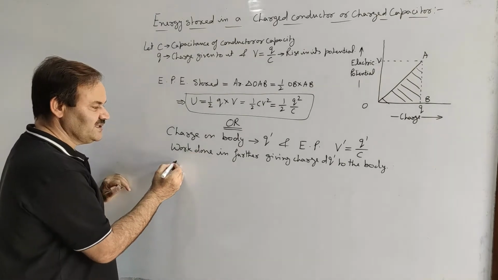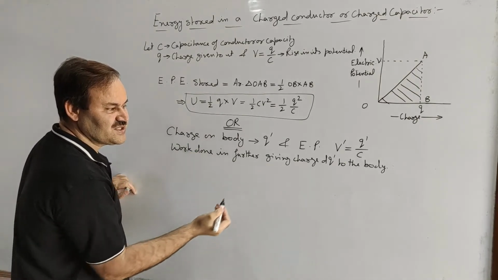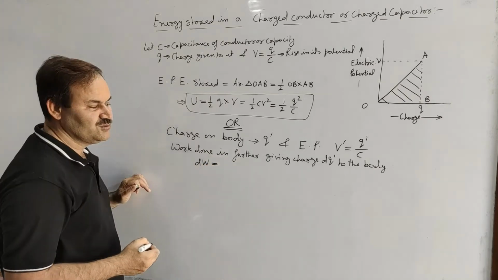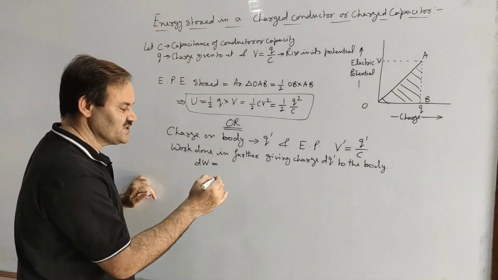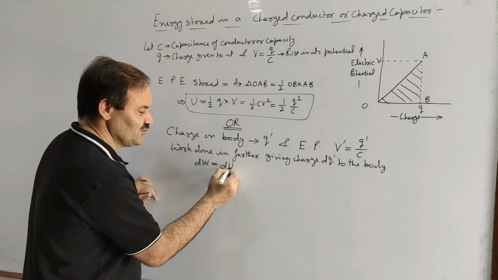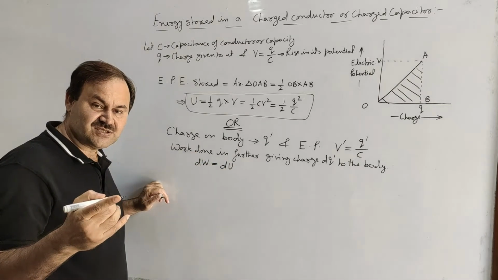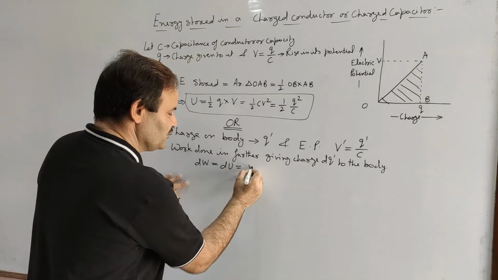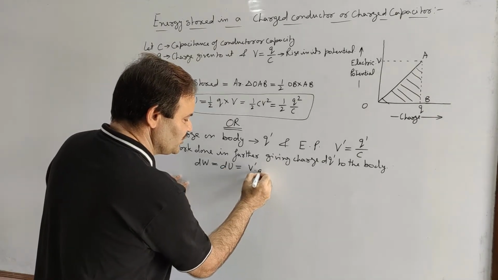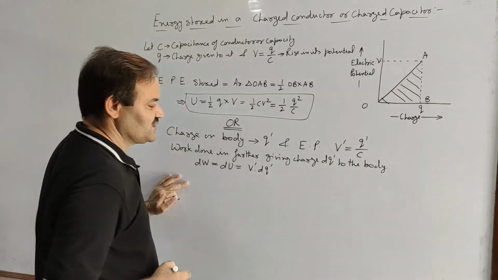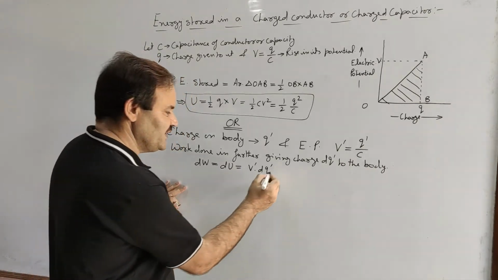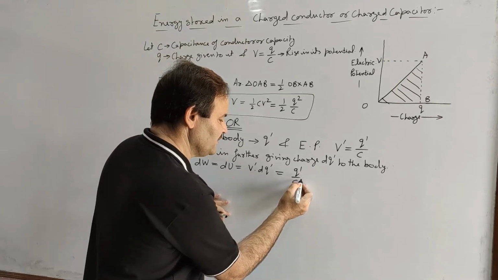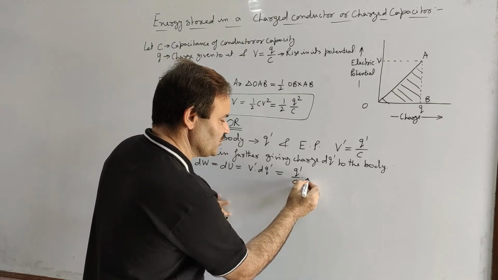Then the work done in further giving charge dq' to the body, dW, is equal to the electric potential energy stored in giving charge dq', that is dU. This is equal to V' into dq'. Now V' is q' by C, so the energy will become q' by C into dq'.